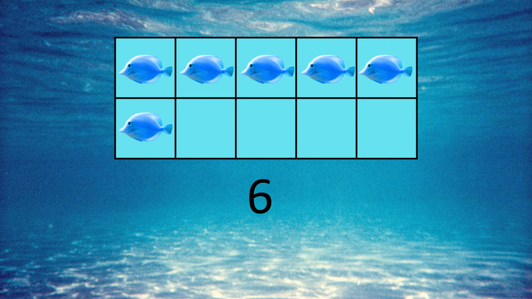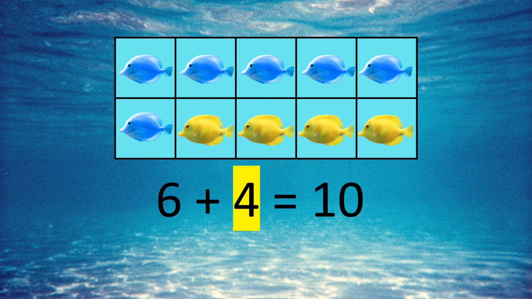This frame has 6 fish. How many fish do we need to add to the frame to make 10, or to make it full? We need to add 4 fish to fill the 10 frame. 6 plus 4 equals 10. 6 blue fish and 4 yellow fish fill the frame to make 10 fish altogether.